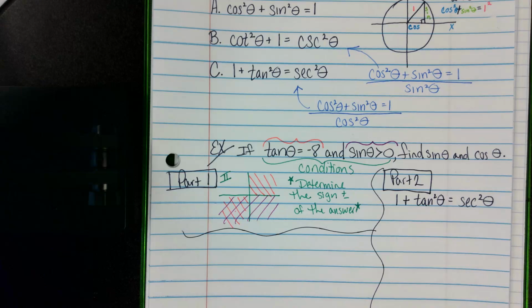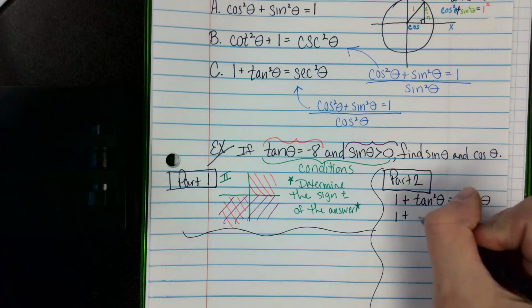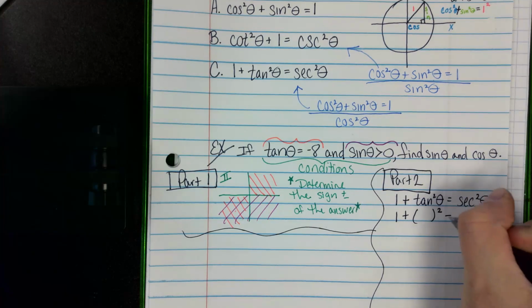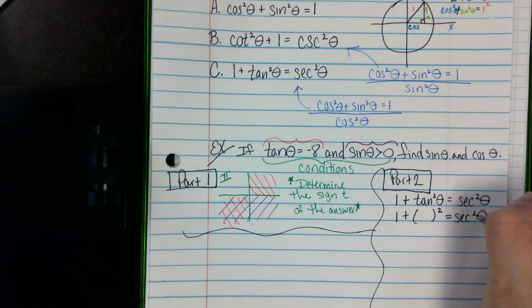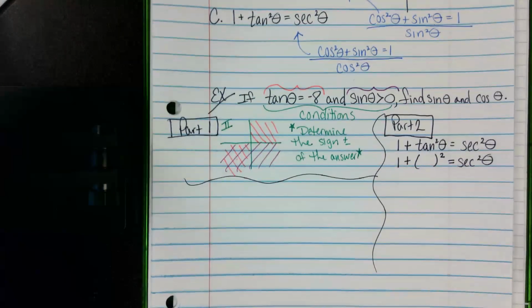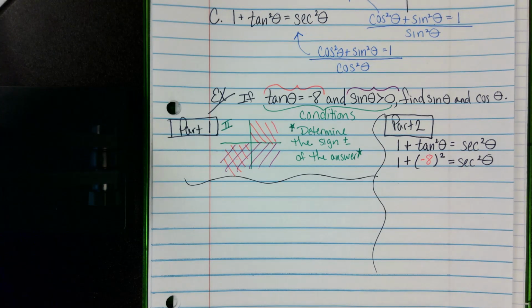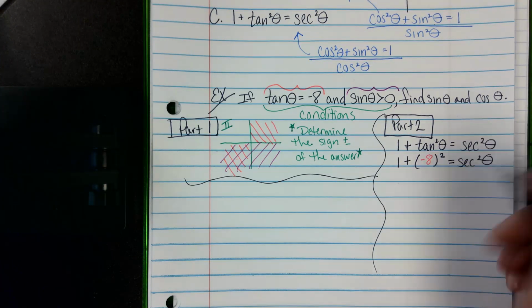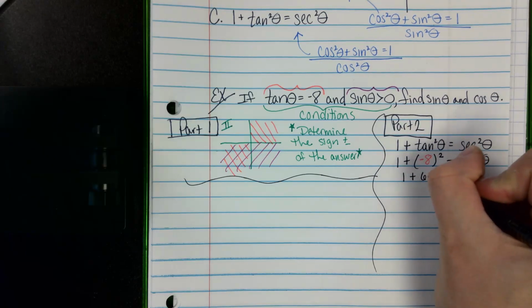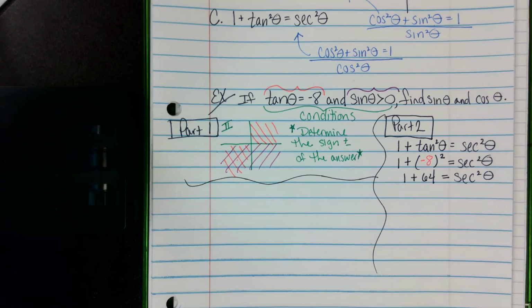And then I know the value of tangent, so I can plug that in. 1 plus, instead of tangent squared, I'm going to do blank squared equals secant squared. Since I know that tangent's -8, I'll put a -8 right there. And then simplify it again. -8 times -8 is positive 64. So I have 1 plus 64 equals secant squared theta. So 1 plus 64, that's 65.